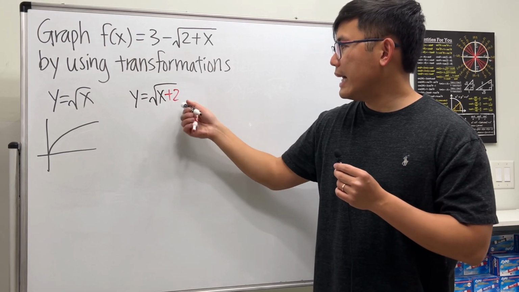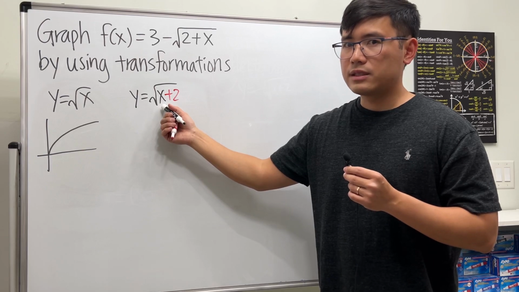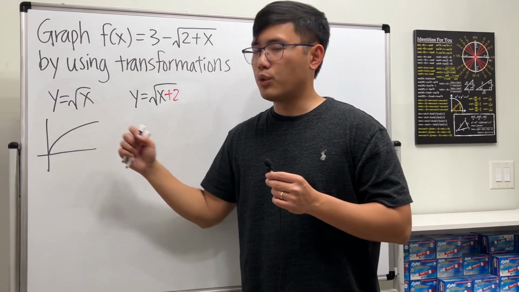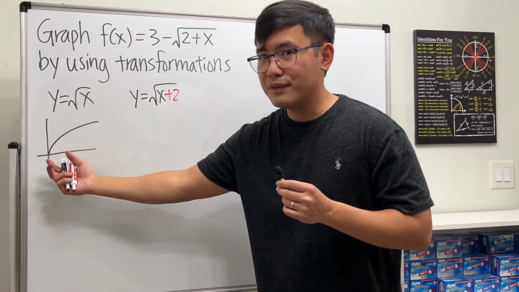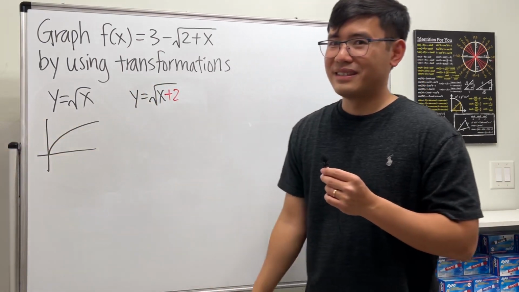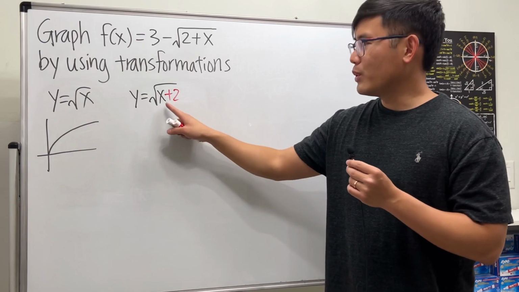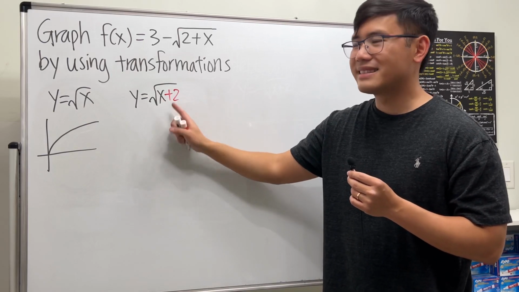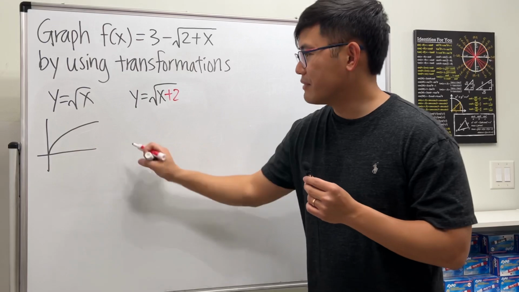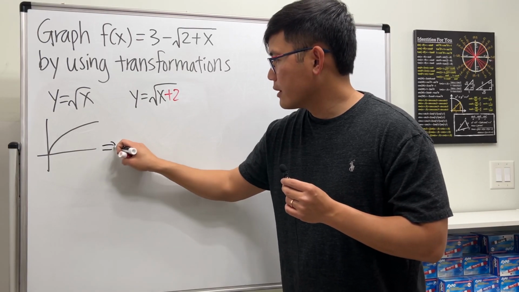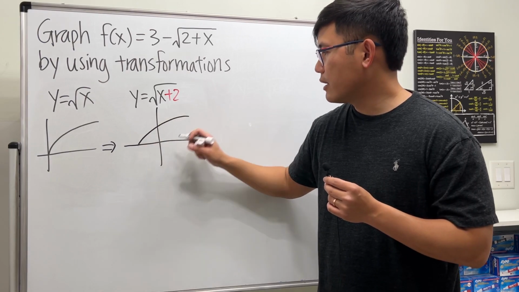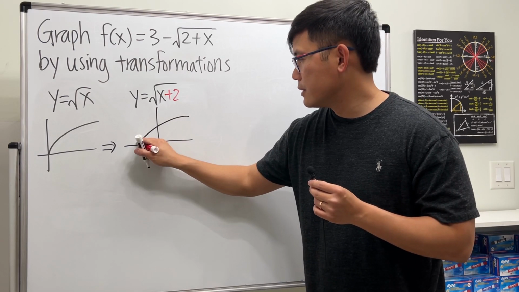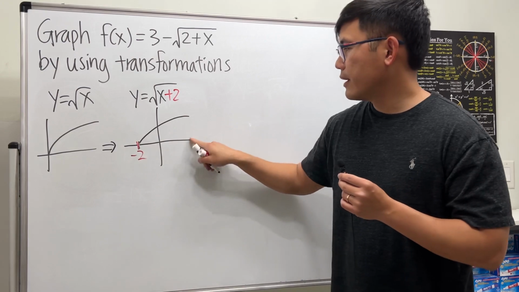And now when we are adding 2 directly to the x, what does that do to the graph? And the answer is, you shift the graph 2 units to the left. It's the opposite, right? When you are adding 2 directly to the x, you take the graph 2 units left. So the picture will become right here, starting at -2, like this.